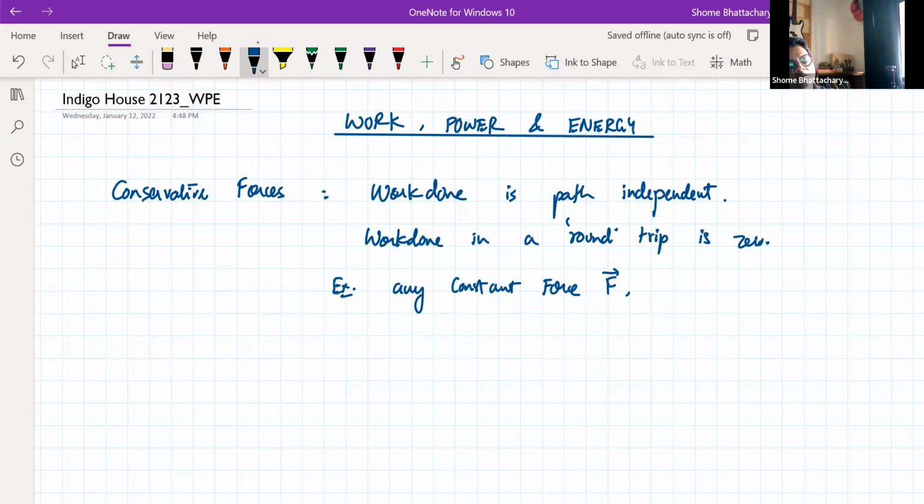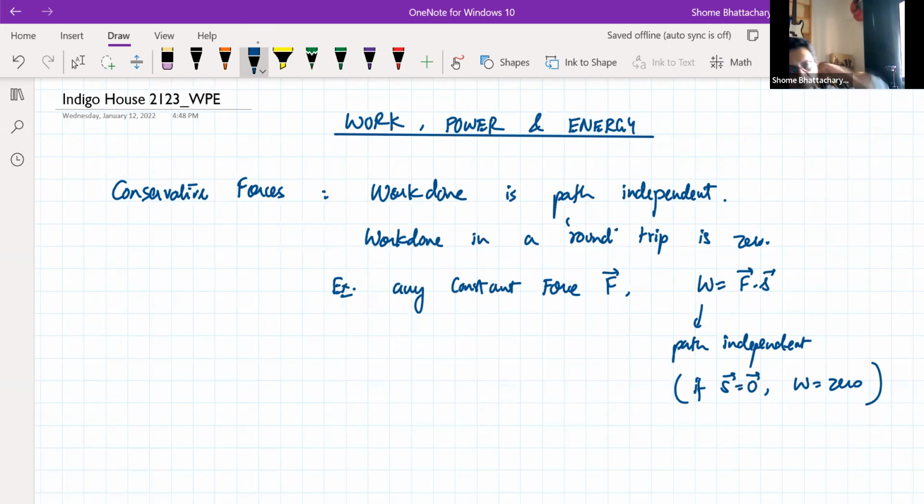F, let's say. We know that work done is F dot S. So this is path independent, because the work done only depends on the displacement, and also if S is zero, if the displacement is zero, then the work done has to be zero. It is a conservative force.